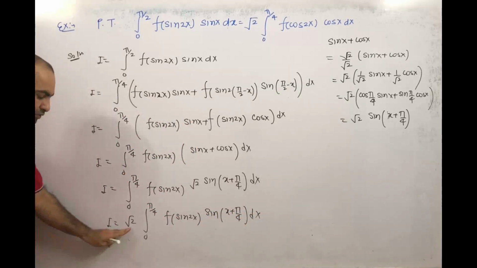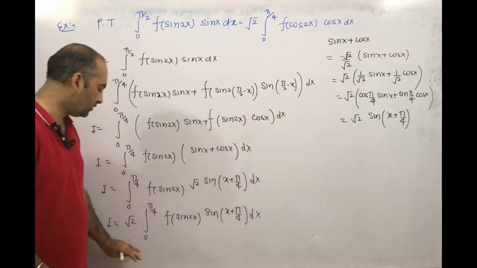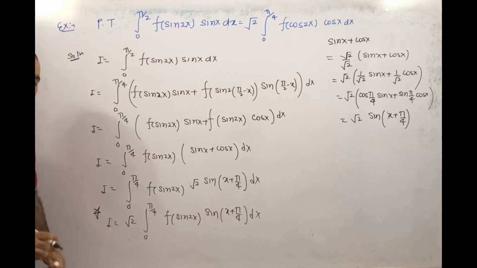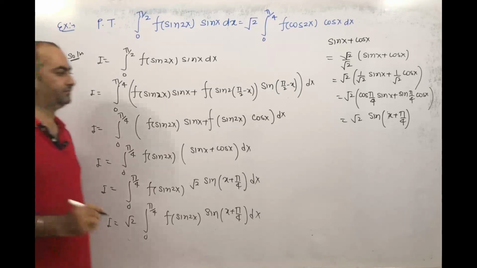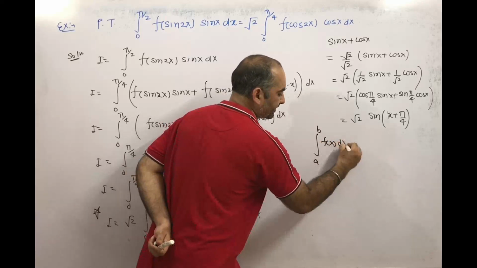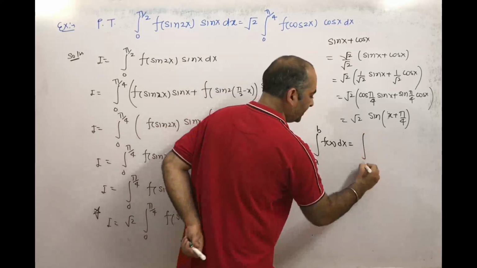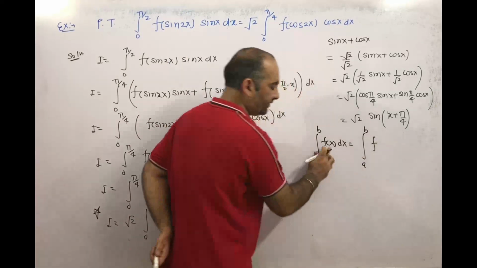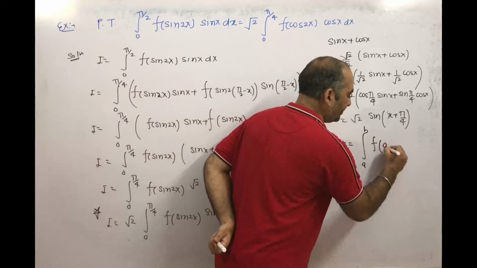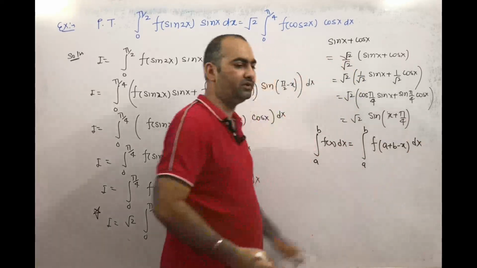Okay, so root 2 and 0 to pi by 4 came, but we want cos 2x and cos x. Then how to find out? Here we will use property number 2: the integral from a to b of f(x) dx equals the integral from a to b of f of, instead of x, the sum of lower limit plus upper limit minus x. So instead of x you can write a plus b minus x into dx. This property we will use.